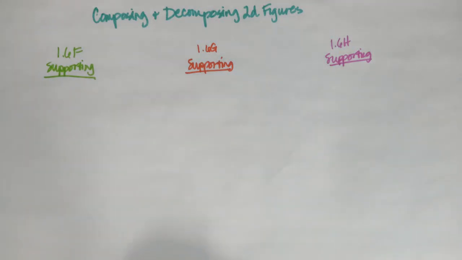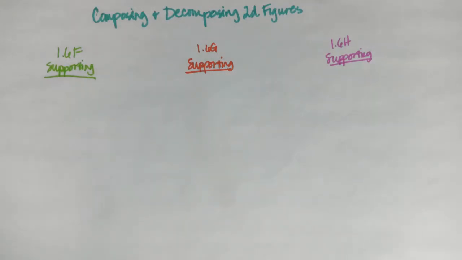Okay, in our time together today, we are going to talk about our unit, Composing and Decomposing 2D Figures. This unit has three supporting standards, 1.6F, G, and H. Now, this one ties closely to the unit that we just finished up, so we are connecting the learning from our prior unit to this current unit. So let's talk about each of these standards.